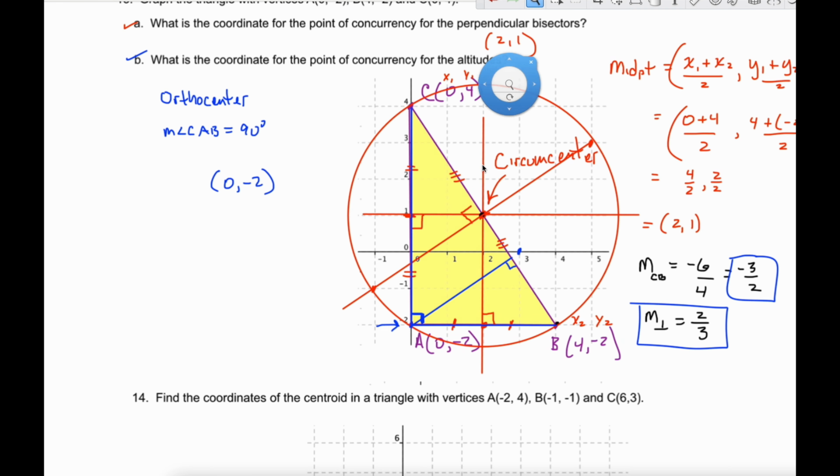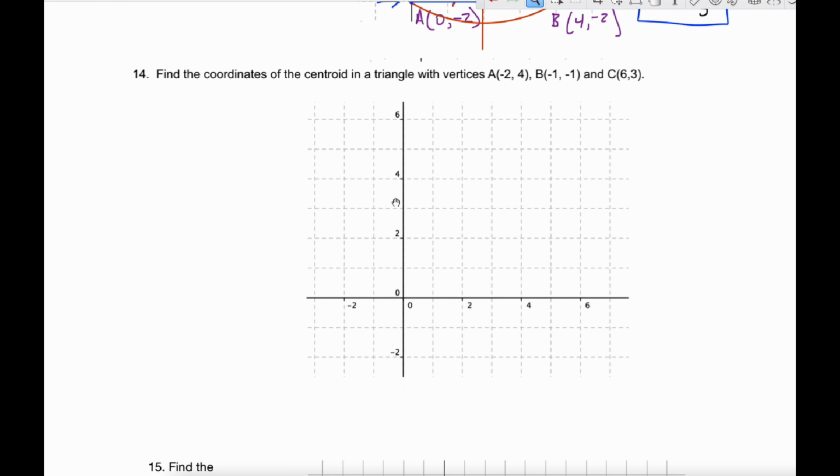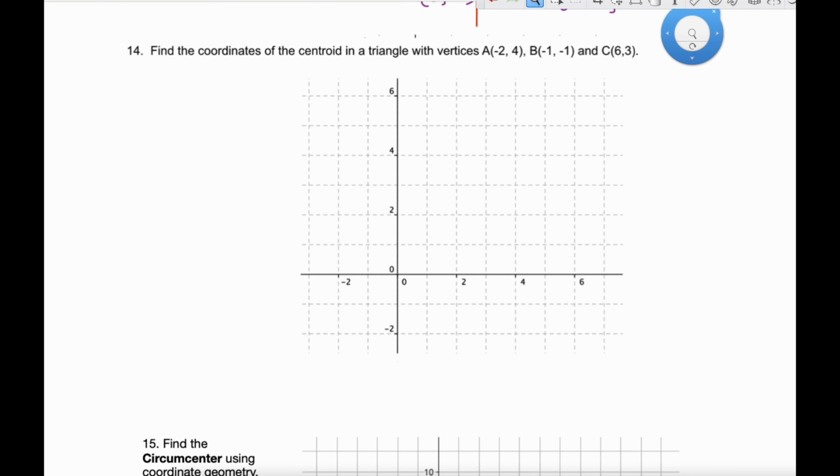Okay? Let's take a look at this next one. Find the coordinates of the centroid in a triangle. Well, a centroid is where all of the medians intersect. All medians intersect.